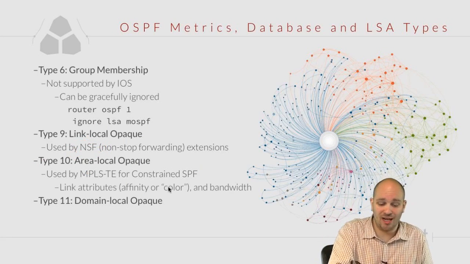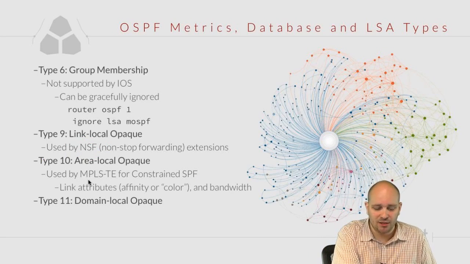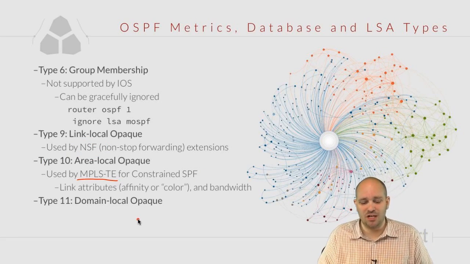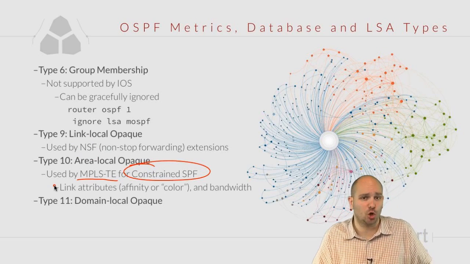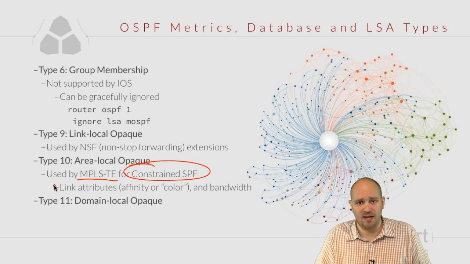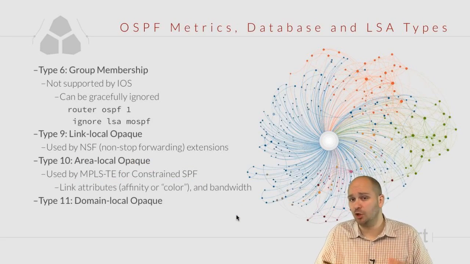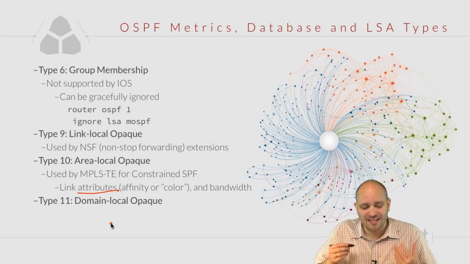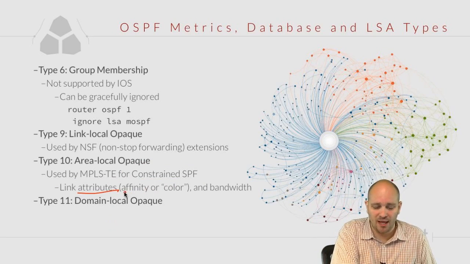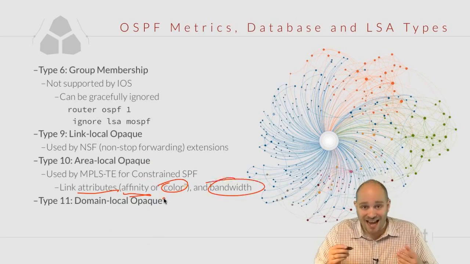Type 10, on the other hand, is relatively widely used in service provider networks that utilize the MPLS application called traffic engineering, which can use something called the constrained shortest path first calculation, where we are not only taking into account the link cost like with normal OSPF, but we are also taking into account some of the link attributes, like for example the affinity bits, also called the color of the link, and the actual bandwidth.